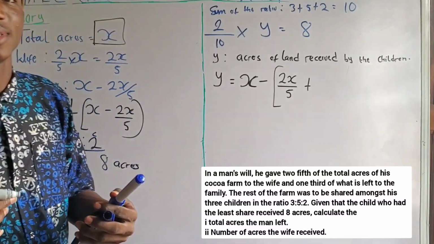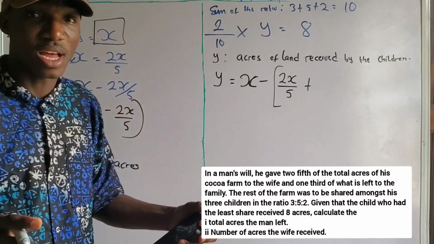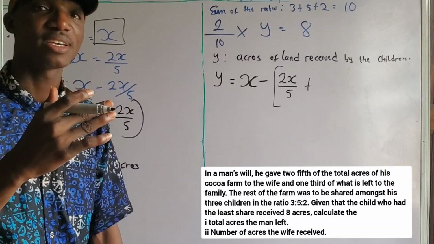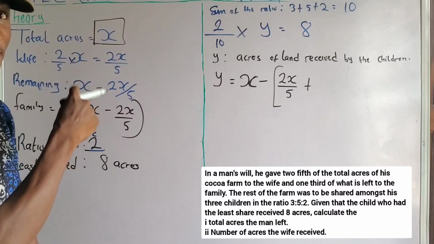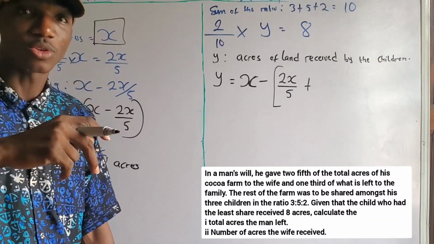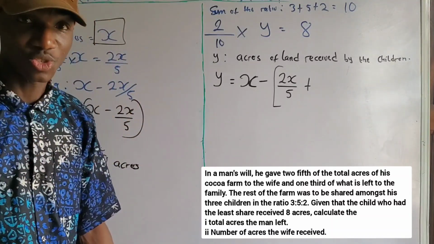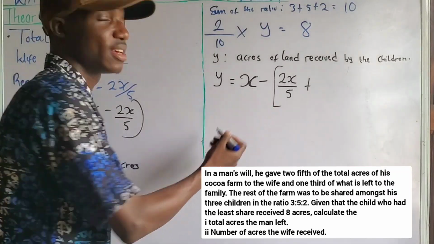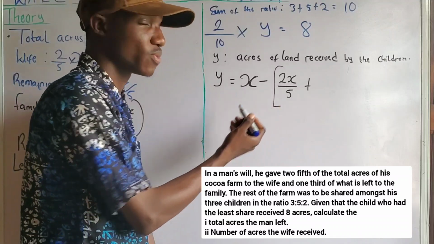Now, to get the acres of land shared among the children, we need to subtract the acres of land that the wife got from the total acres, and we also need to subtract the acres of land that the family got from the total acres. That is remaining, the acres that remain is shared among the children. Do you understand? Okay, so that's what I'm doing. x is the total acres of land. The wife got how many? 2 over 5 of the total acres of land. That is 2x over 5, right?